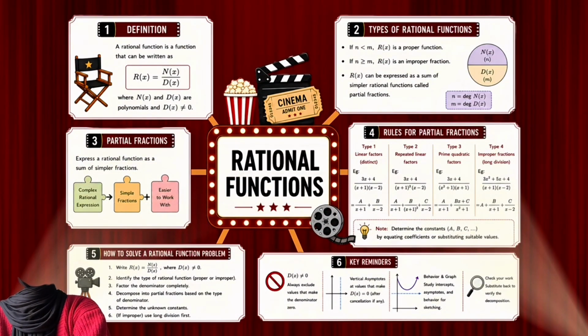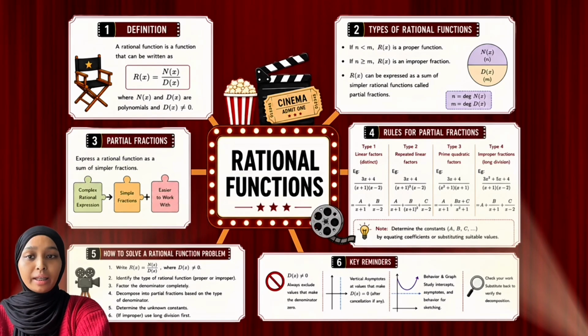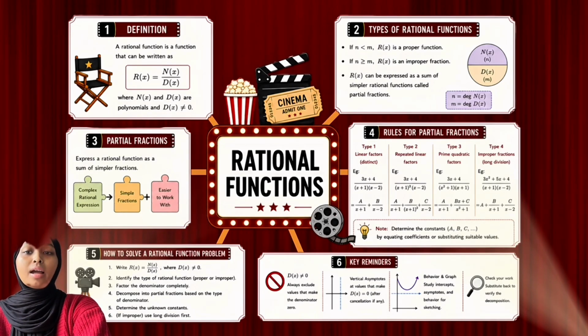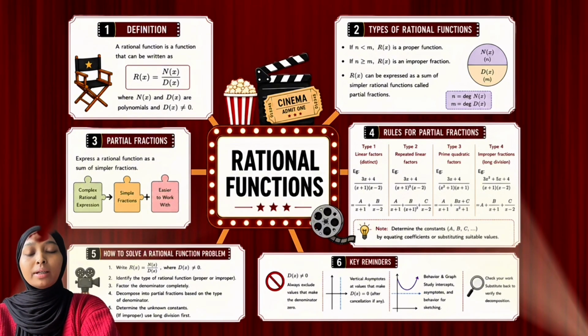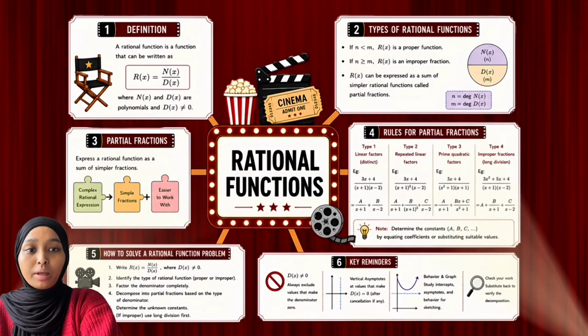A rational function is a function written as a fraction. Here, n(x) is the numerator and d(x) is the denominator. Both are polynomials. The denominator cannot be 0 because division by 0 is undefined. There are two main types of rational function.